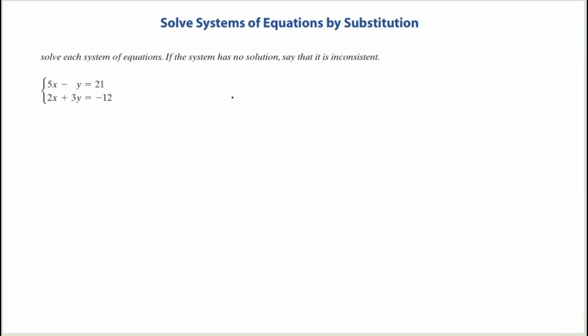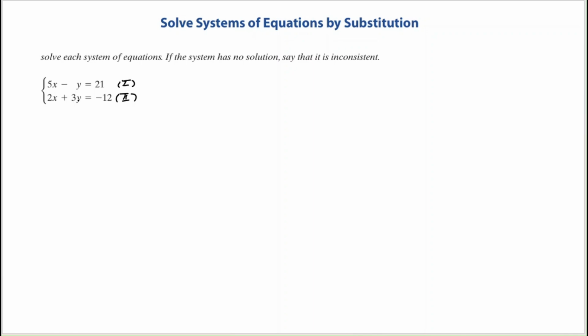The next exercise is to solve a system of equations, but in this case we're going to use substitution. Substitution is a method where the first step must be to isolate one of the variables from one of the equations. I will just call my equation 1 and equation 2. I can solve for any of the variables in any of the equations.